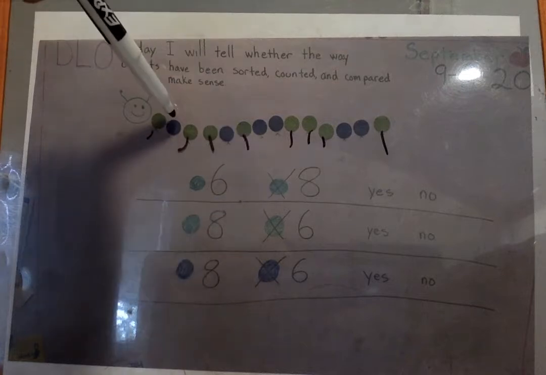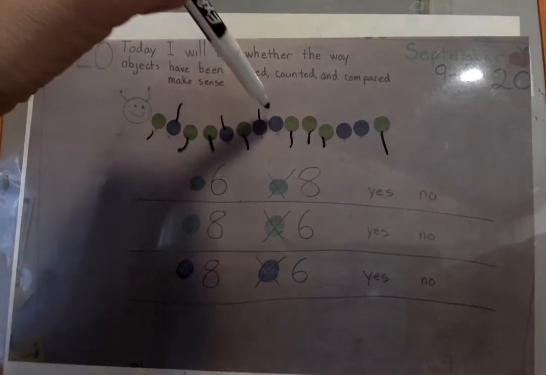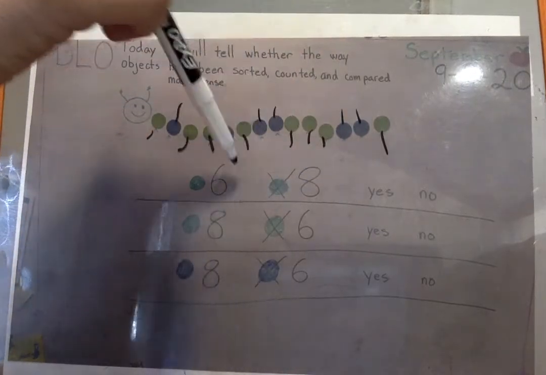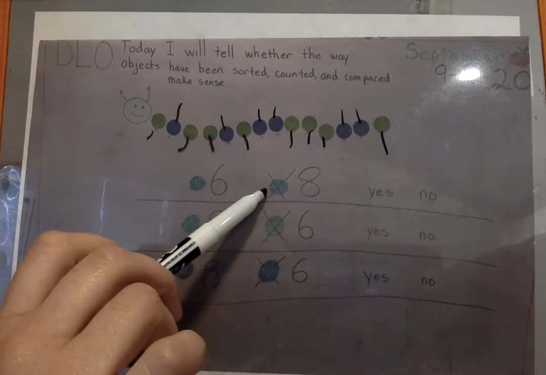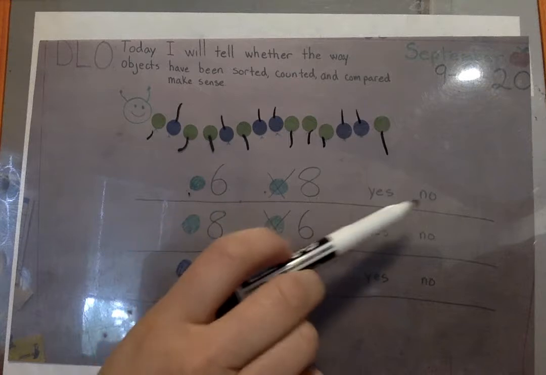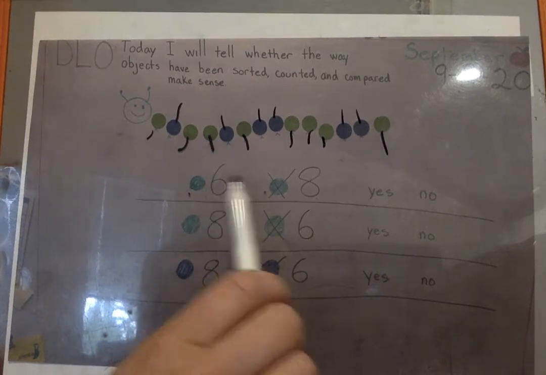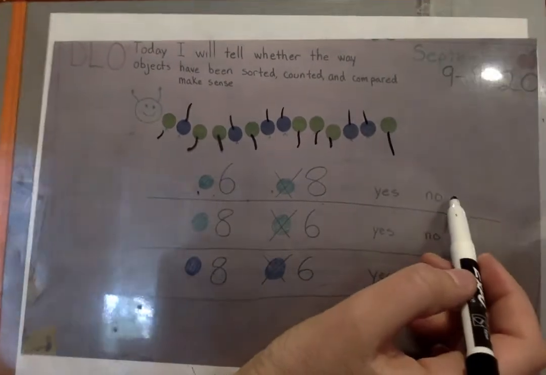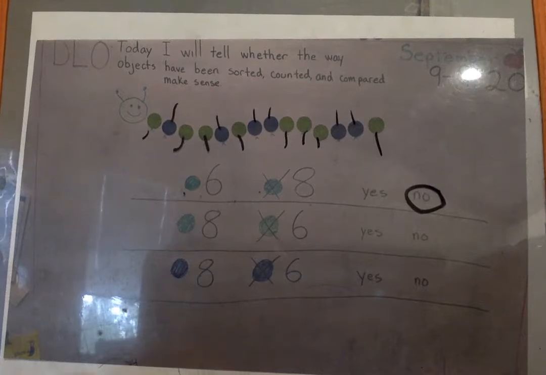8 non-green circles. So those are the blue ones. 1, 2, 3, 4, 5, 6. 6 non-green ones. So these are incorrect. And I can tell that these are wrong because I counted 8 green circles. So over here, is this statement true? 6 green circles, 8 non-green? It is not. I'm going to circle no. That is not correct because I counted different numbers.